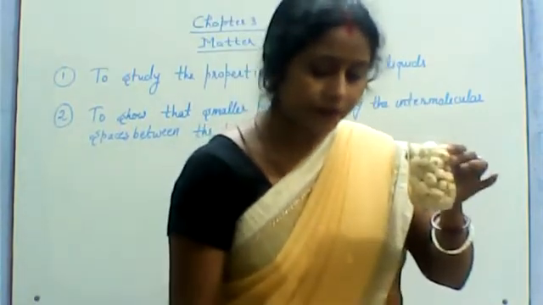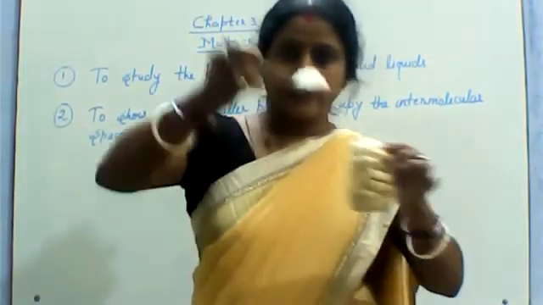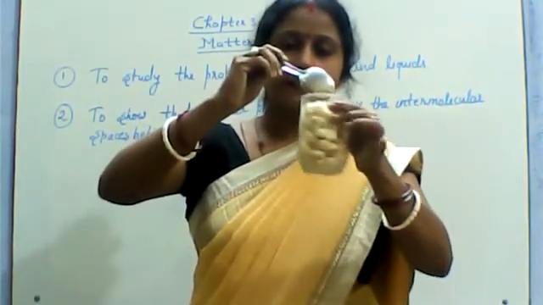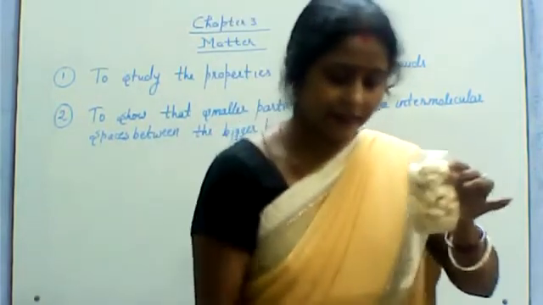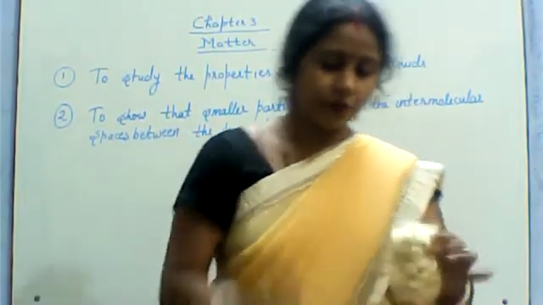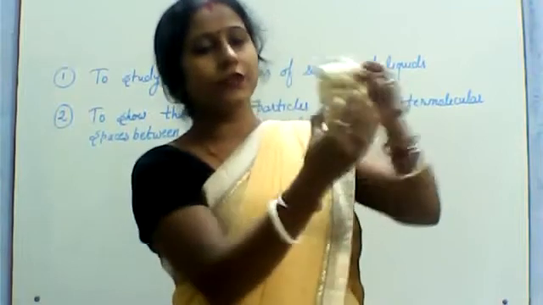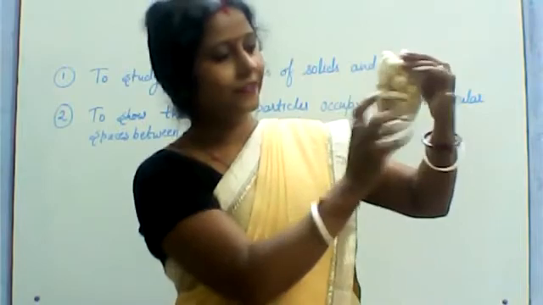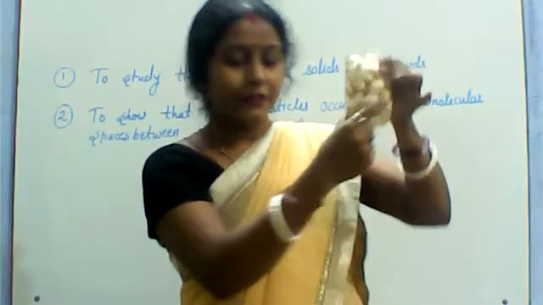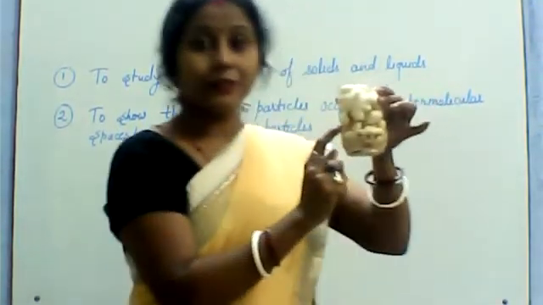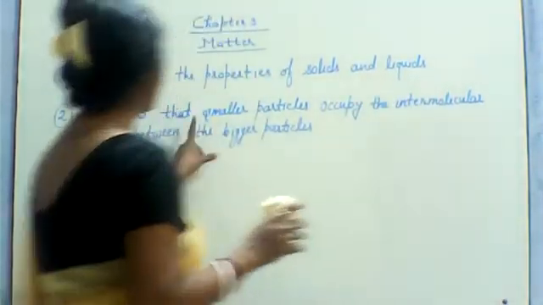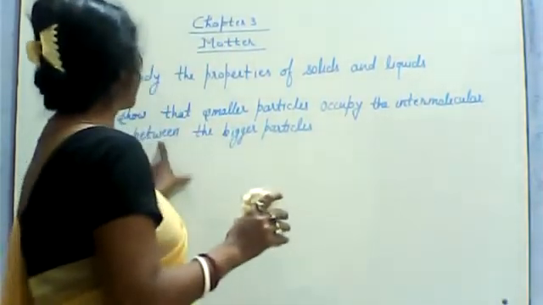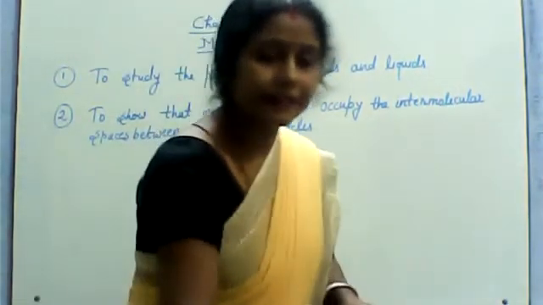If we pour this sugar in this glass, you can see the sugar is taking the empty places. So to see this, what we can say is that smaller particles occupy the intermolecular spaces between the bigger particles.